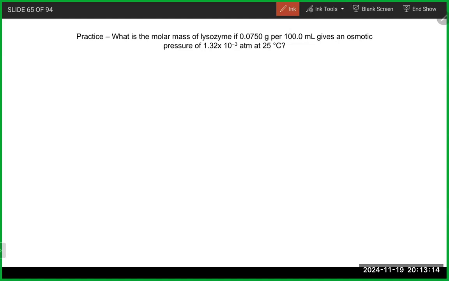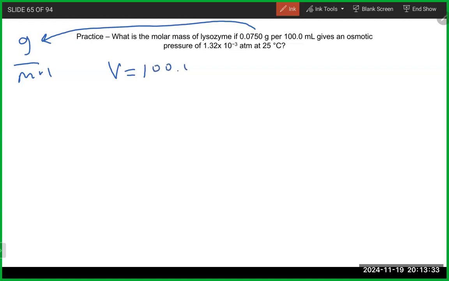Okay, so let's take a look. Once again, we're looking for our molar mass, which is grams per mole. We do actually have the grams good to go right out of the bat. The rest is our pressure information. We have a volume that is 100 milliliters, a pressure of 1.32 times 10 to the minus 3 atmospheres, and a temperature that is 25 degrees Celsius.